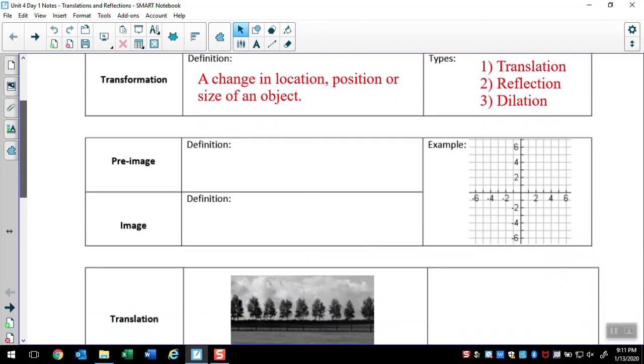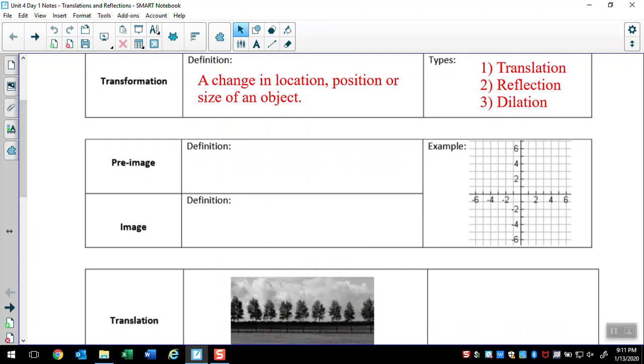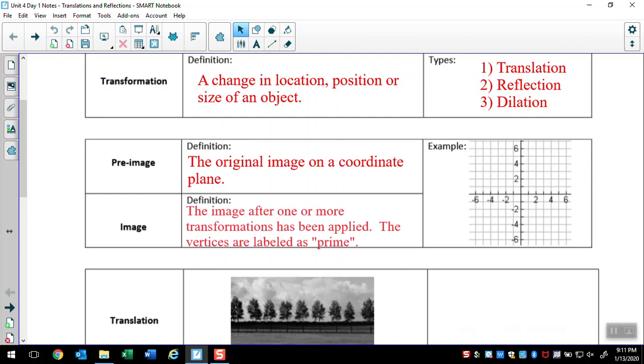All right, so let's talk about some vocabulary first. A pre-image is the original image on a coordinate plane. An image is the image after one or more transformations has been applied. The vertices are labeled as what we call prime.